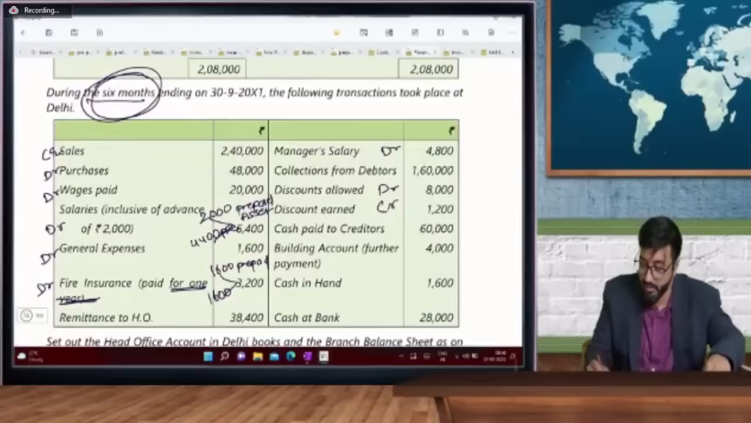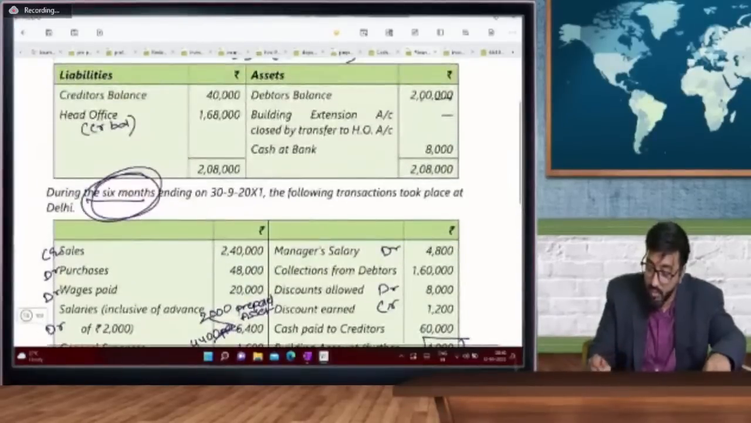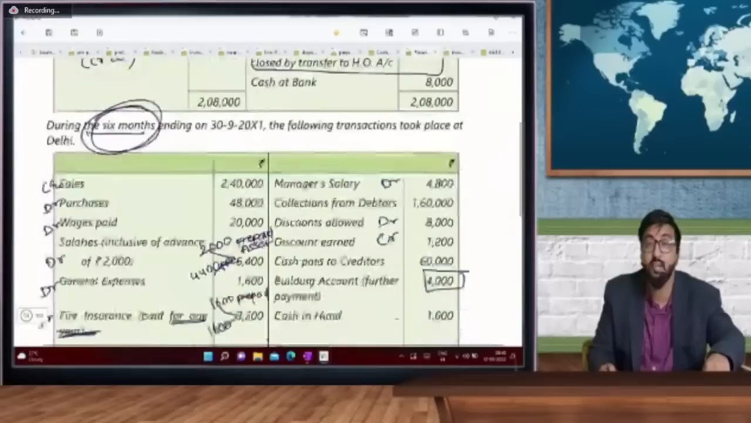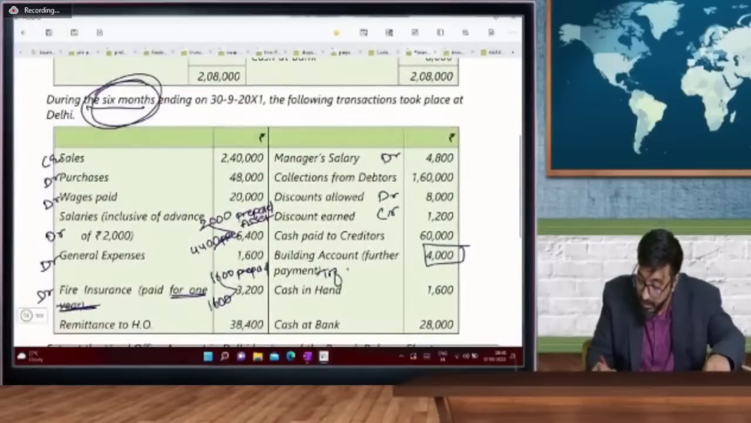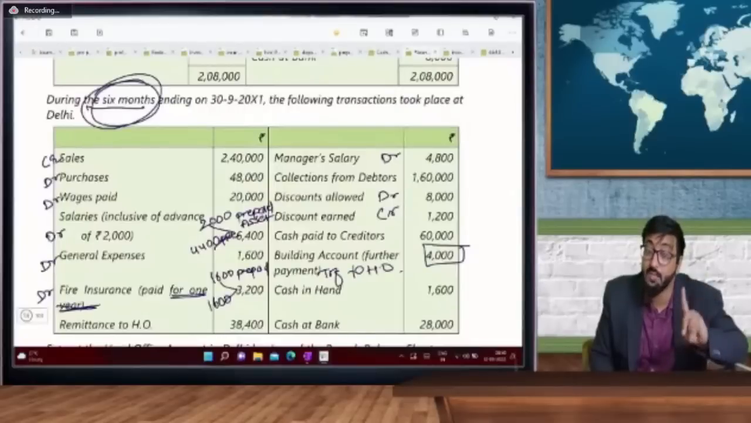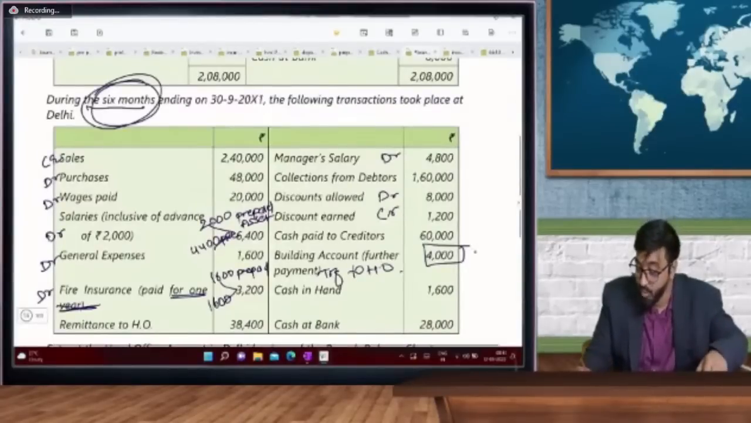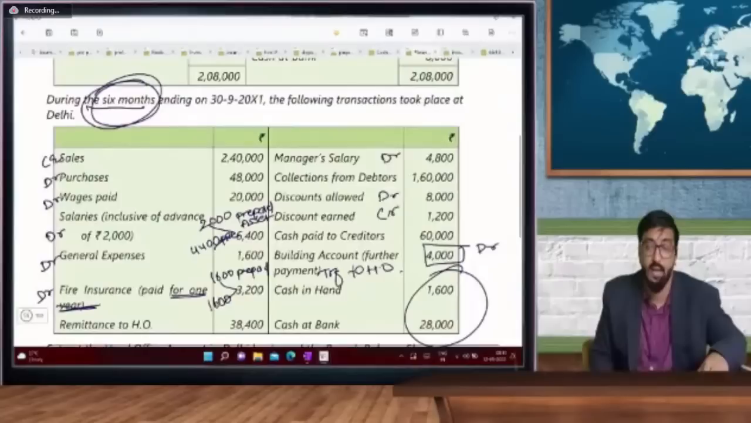Cash paid to creditors. Building account further payment. Now see, building account is also closed. So the fixed asset is also transferred. So this is again transferred to head office, because building is also not maintained by partial trial balance. Only current assets and current liabilities are maintained. Current assets means those which are not fixed assets. Okay, so building is a fixed asset, so building is transferred to HO. Yes, credit. Building has a debit balance. Cash in hand and cash at bank are closing balances.